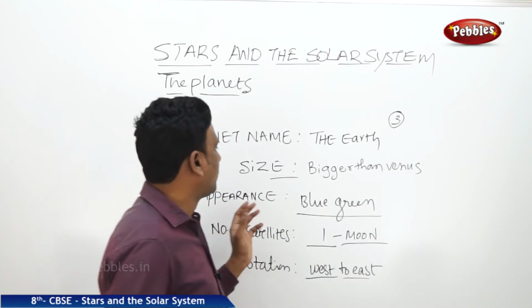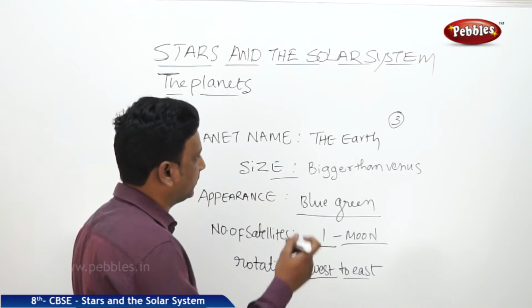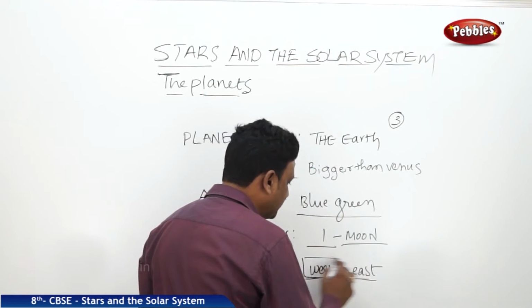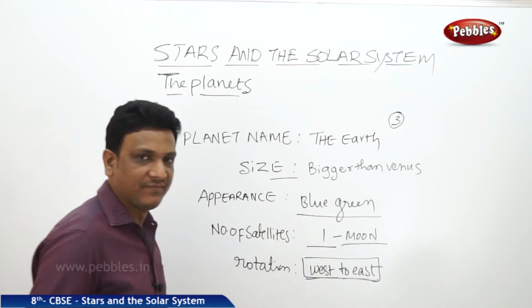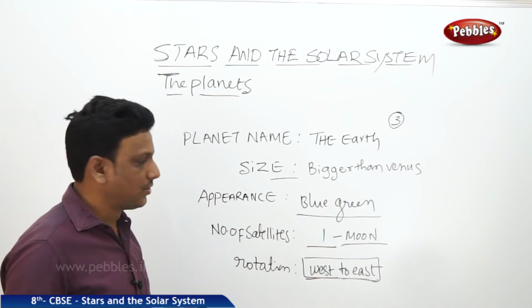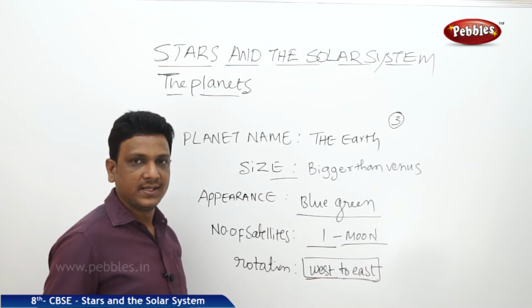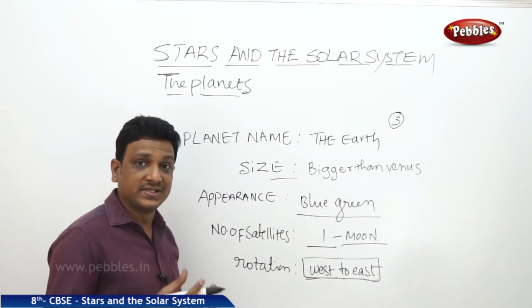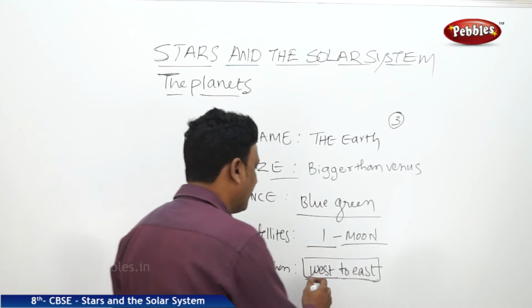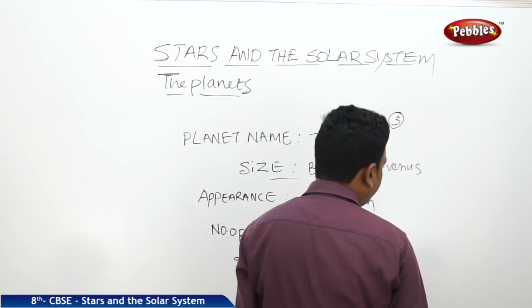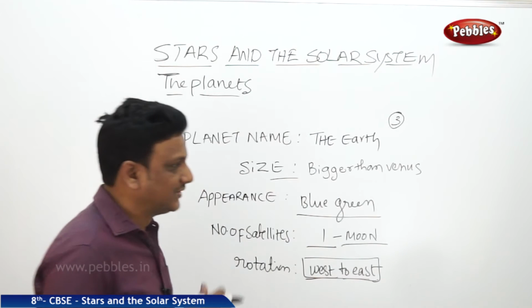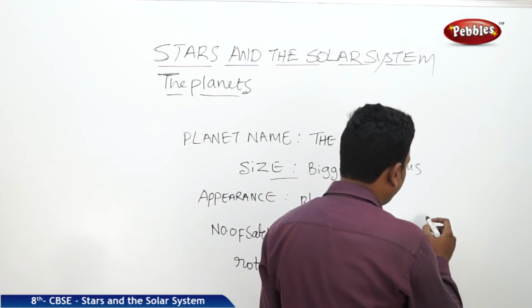There are two more important points that we have to notice or learn about the Earth. The Earth rotates from west to east. West to east. That is the reason why the Sun seems to travel from east to west, because the Earth is rotating from west to east. The Earth rotates on its own axis. So this axis is not perpendicular to its path.